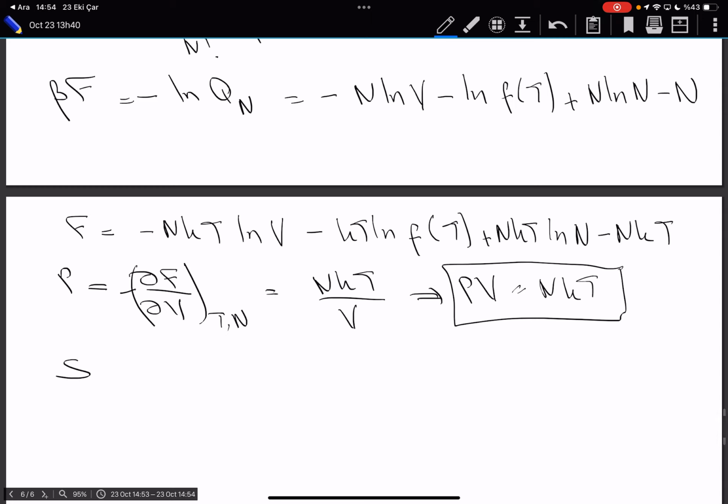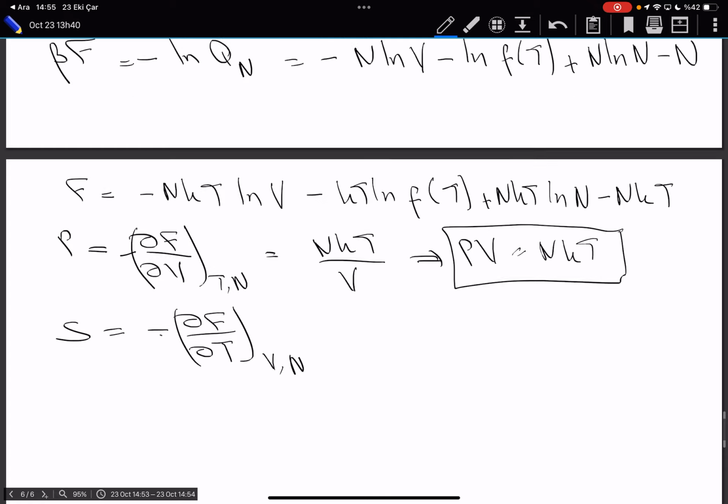Entropy is the derivative of the free energy with respect to temperature at constant volume and number. Well, without knowing f of T, we cannot do much over there. So we have to calculate f of T to calculate other thermodynamic quantities.